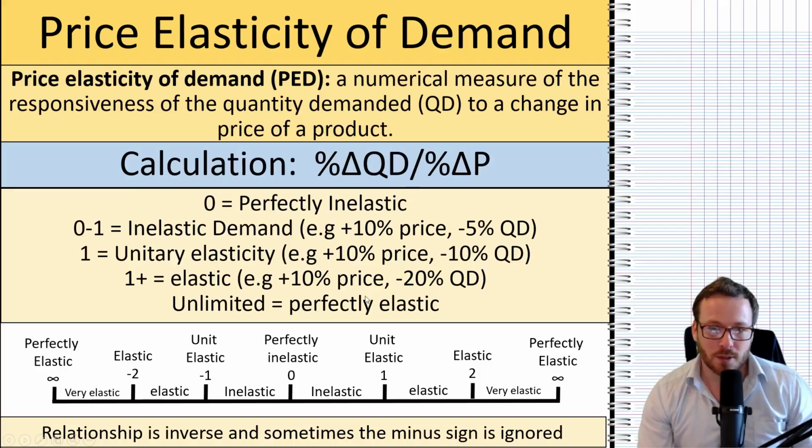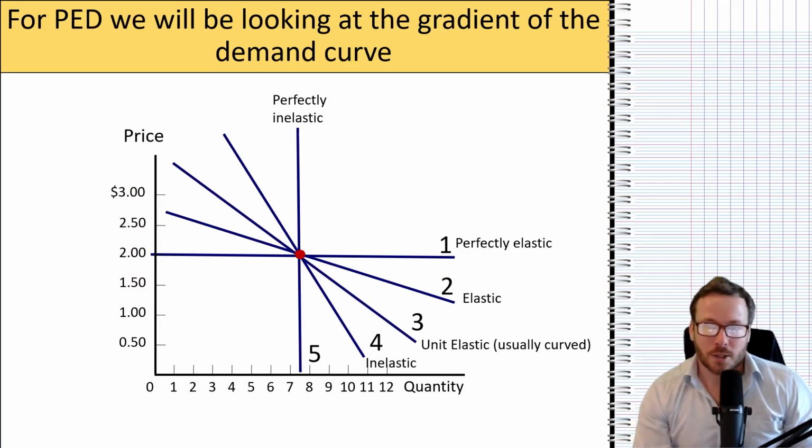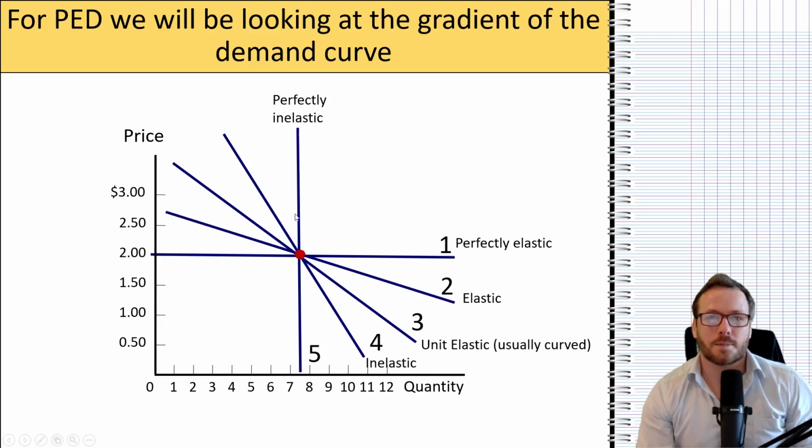We're going to look at each of these 5 variables one by one, okay? And I'm going to explain why each one has the value that it does. So let's get into it. So here's the graph. As you can see, this one's perfectly inelastic at number 5. As we move to number 4, we are inelastic, then unit elastic, elastic here, and finally perfectly elastic. And we're going to go through each one, okay?